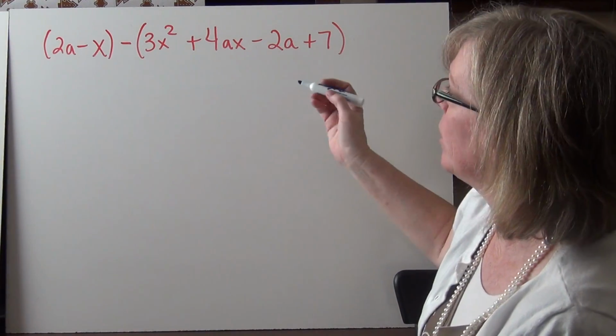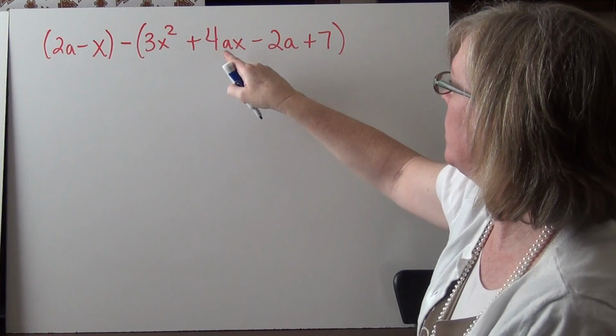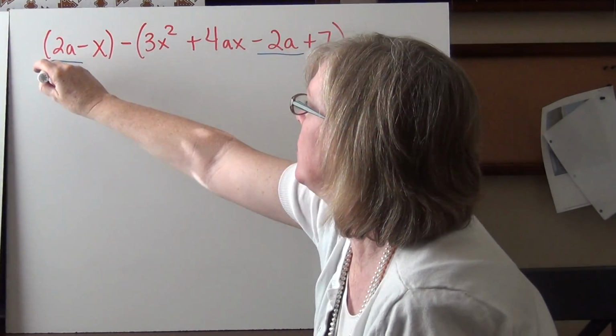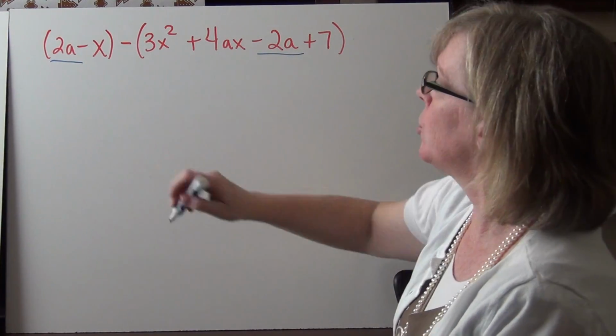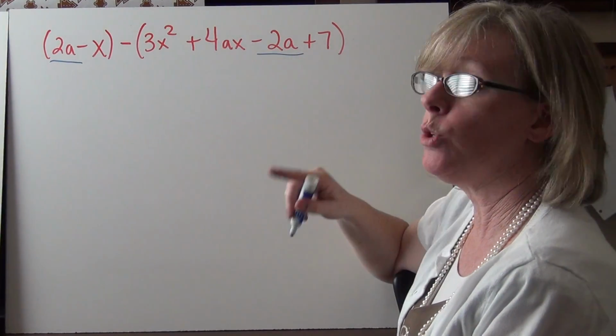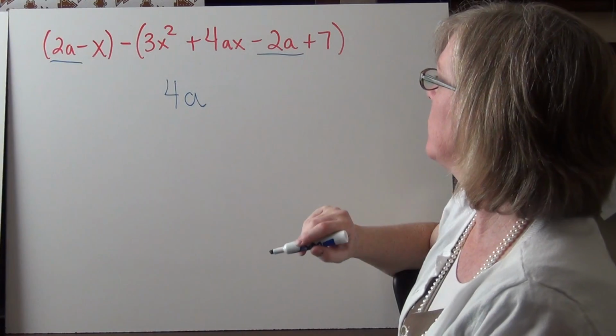Okay, I'm going to look for matchers, and the only thing I have is a 2a and I have an x. This is an x squared, this is a and x together. But this negative 2a and this 2a are both the same kind of term. So I'm going to start with that. 2a minus negative 2a is the same as 2a plus 2a. So that would be 4a, okay?